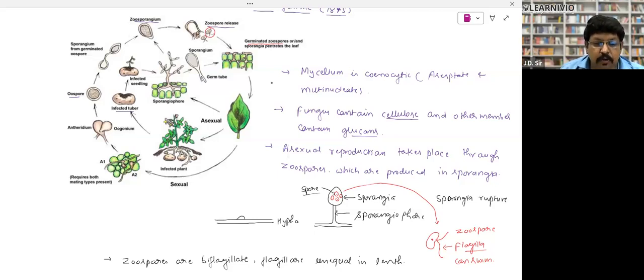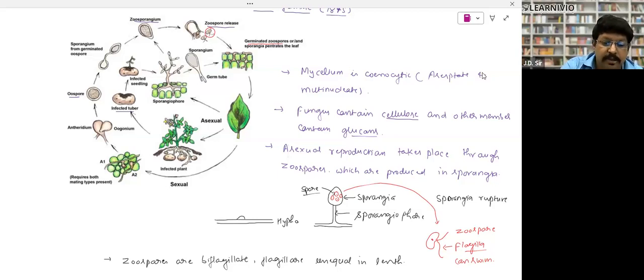Fungus contains cellulose, and other members contain glucose, right? So that is important. This is the fungus which contains cellulose, right? Normally cellulose is not found in fungi.